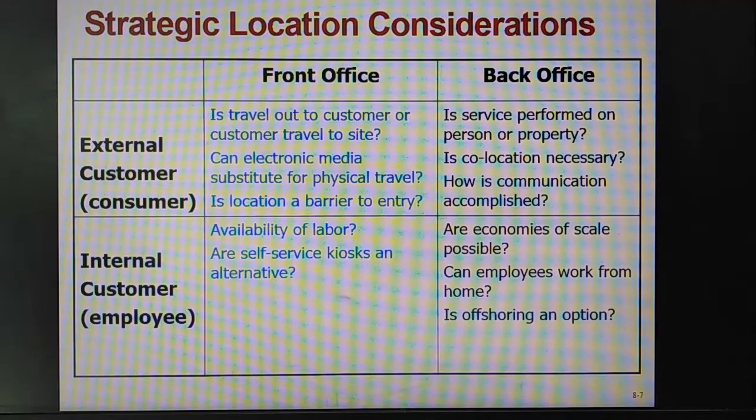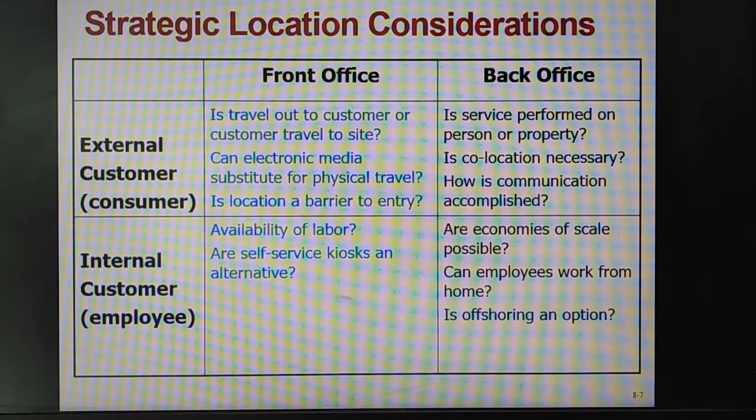The next quadrant is between front office and internal customer, which is the employee. Among other things, an important question is whether labor is available. Can you get good and enough workers that are needed for your service? Is a self-service kiosk an alternative? Can you give a representative kiosk to represent your service? That is between front office and internal customer, which is based on your employee.